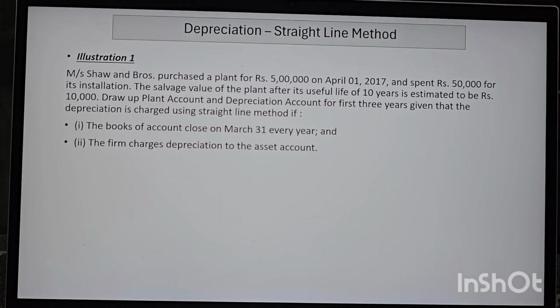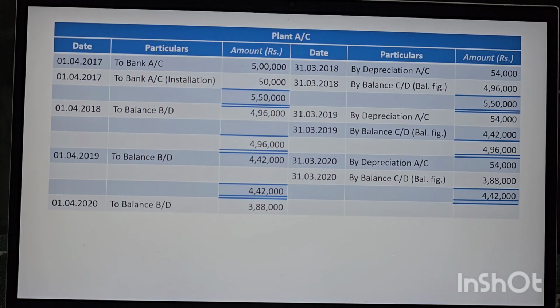If you see, the machinery was purchased on 1st of April and the accounting year closes on 31st of March. So this entire asset has been used for the entire year. There is no partial treatment that needs to be done. This asset has been purchased on the very first day of the year and it has been used throughout the year.